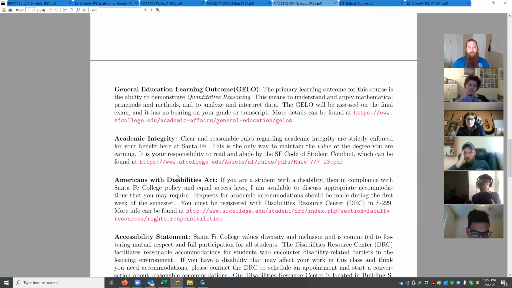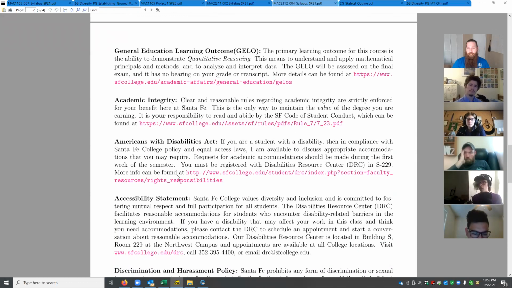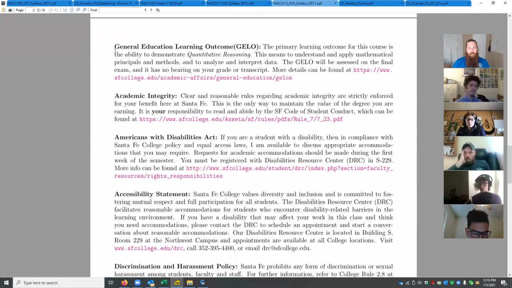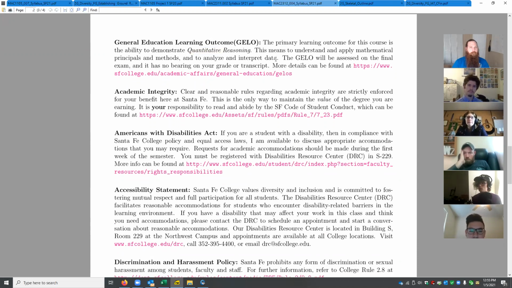The next page of the syllabus is pretty boilerplate stuff. The GELOs, General Education Learning Outcomes. This is something that you don't need to worry about at all. It's a statistic that the state asks us to track, having to do with quantitative reasoning. It's not going to show up on your transcript. It doesn't have any bearing on your grades. Nobody will ever know whether you got the GELO or not. It's just something they use to grade our success as faculty.